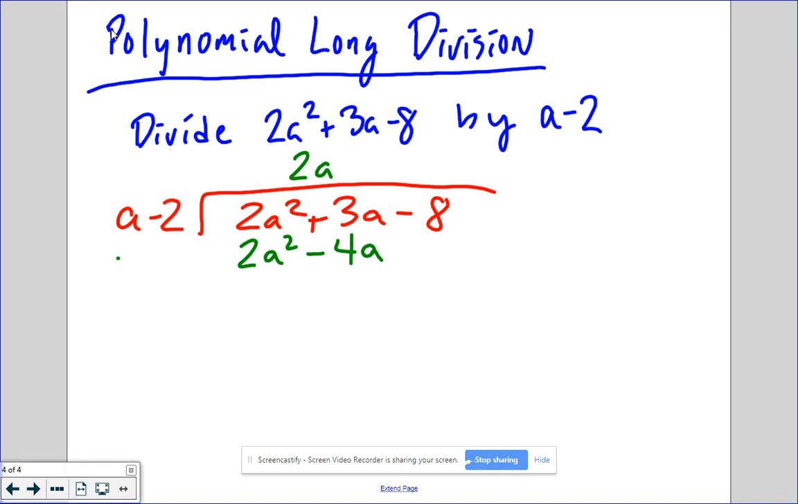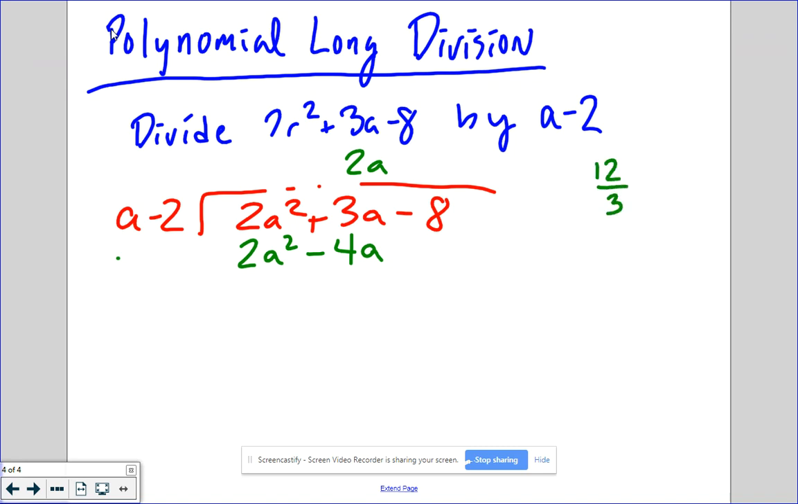Now I want to pause a second to make sure we understand where the 2a came from. Isn't the 2a... Do it again. Okay. I'm sorry. No, you're fine. No, you're good.